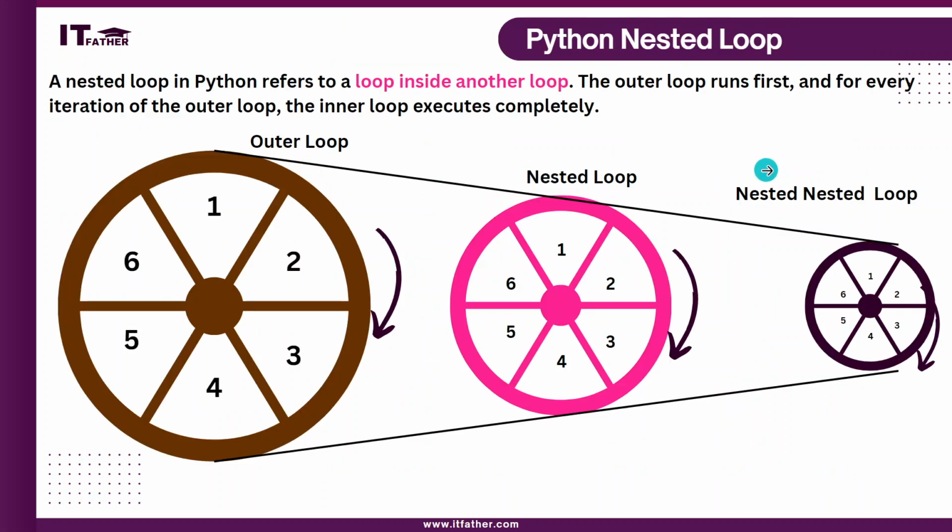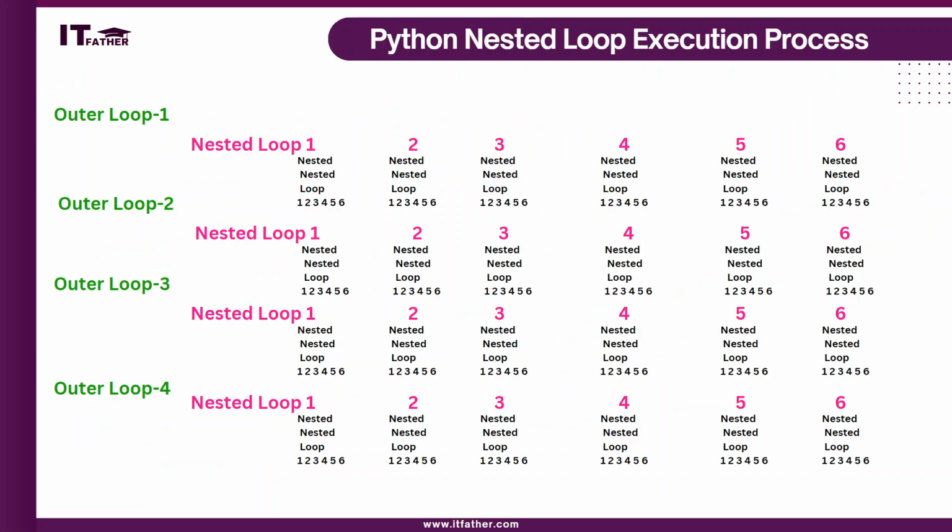So the total number of executions of all these nested loops will be 6 into 6 into 6, meaning you have to multiply 6 into 6, 36, and then 36 into 6. The total number of loop executions will be the result of 6 into 6 into 6. So we have to keep this in mind, right?